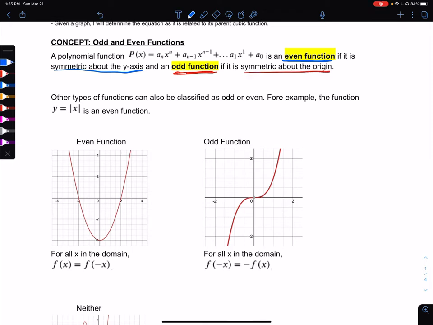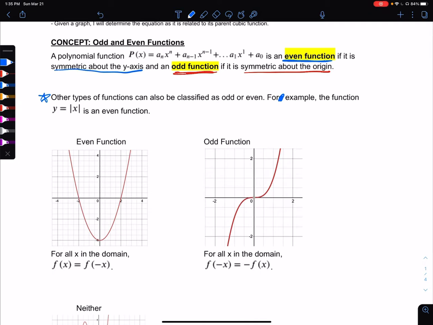All right, so I have a couple examples here. I just want to go through the graphs and explain how to tell based on the graph whether it's even or odd. And then there's just a little note here about other types of functions can also be classified as odd or even. That should just say 4. The function y equals the absolute value of x is an even function. When you get into graphing absolute value functions, you'll see what's going on there. But we're not going to worry about that in this example.